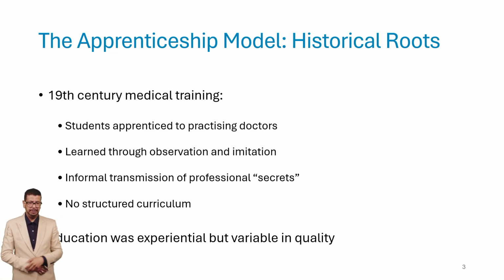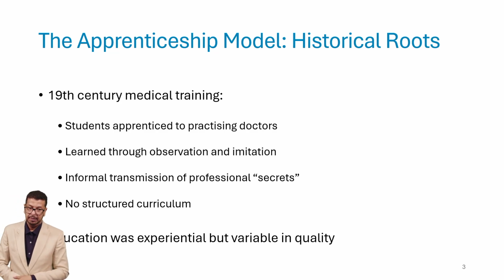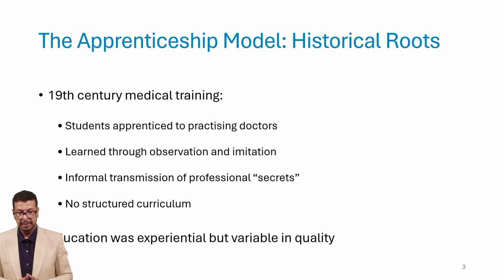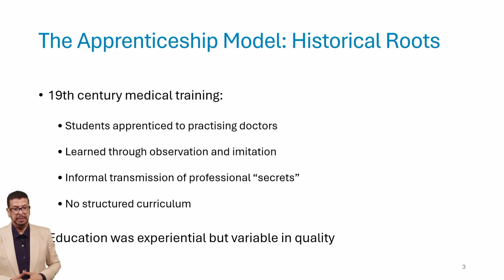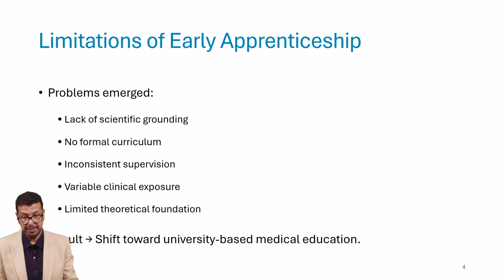The apprenticeship model was previously used before the Flexner report and the Flexnerian era. Students were apprenticed to a practicing doctor or health practitioner, and learned through supervision and imitation. There was informal transmission of professional secrets, and there was no structured curriculum. Education was experiential but variable in quality. The limitations of this approach were a lack of scientific grounding, no formal curriculum, inconsistent supervision, variable clinical exposures, and limited theoretical foundations. The result was a shift toward university-based medical education.